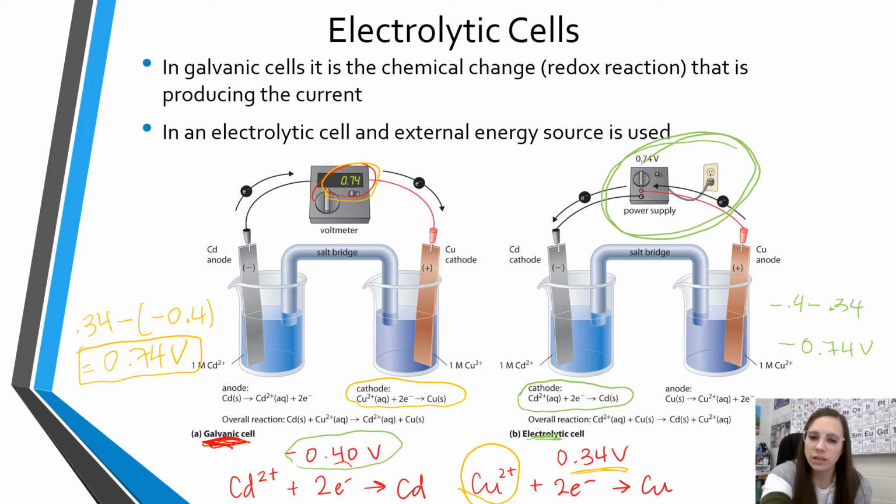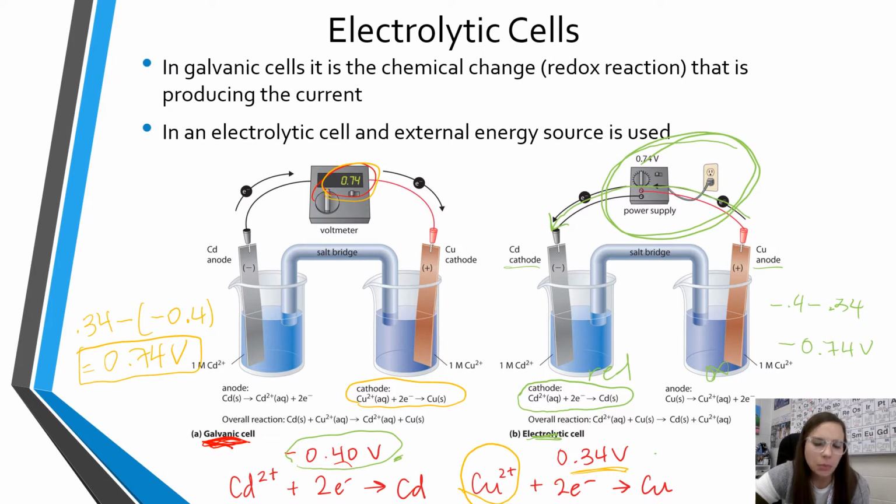We're forcing the electrons to flow from copper to cadmium. Again, I want you to note the electrons are still going anode to cathode, with reduction happening at the cathode and oxidation happening at the anode. We're just forcing the electrons to go from the thing with the lower reduction potential to the higher. So we're having the lower reduction potential be the one being reduced, forcing it to run in the non-spontaneous direction.